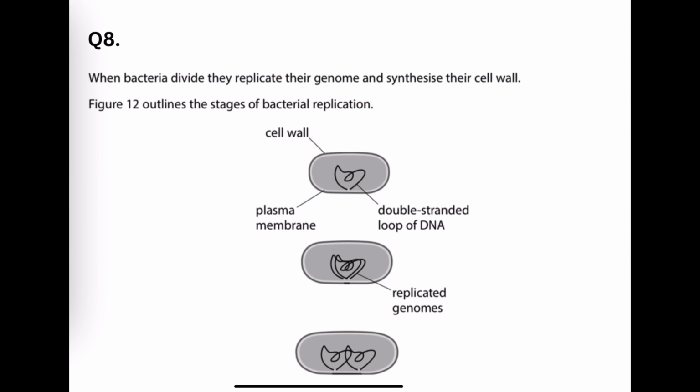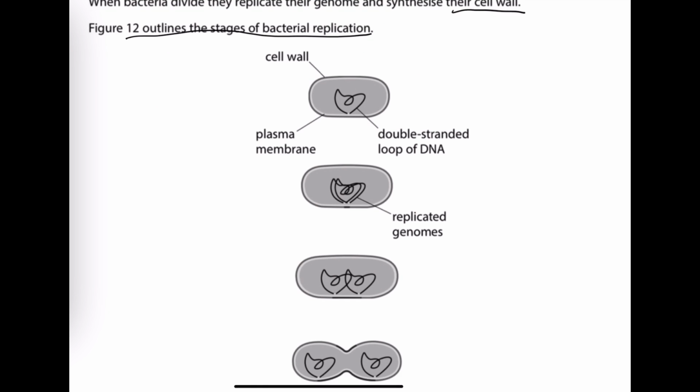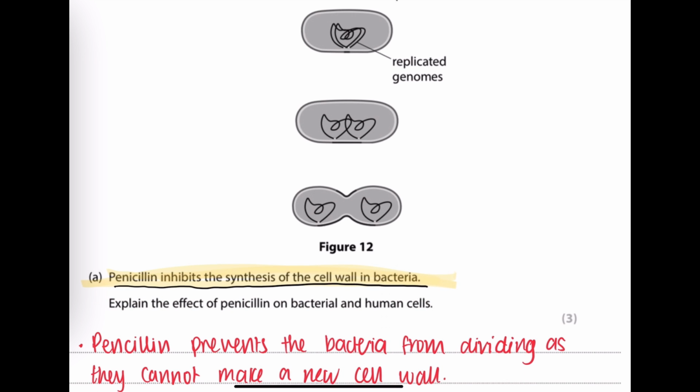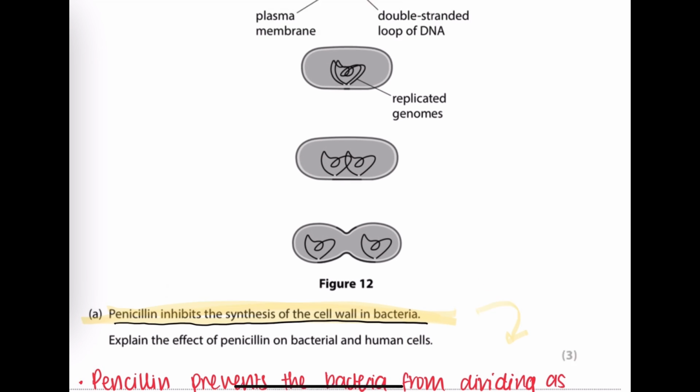So question 8. When bacteria divide, they replicate their genome and synthesize their cell wall. So figure 12 outlines the stages of bacterial replication, as you can see over here. So A, penicillin inhibits the synthesis of a cell wall in bacteria. This is a very important fact that we need to learn, since we're most likely going to need to link that back into the question.